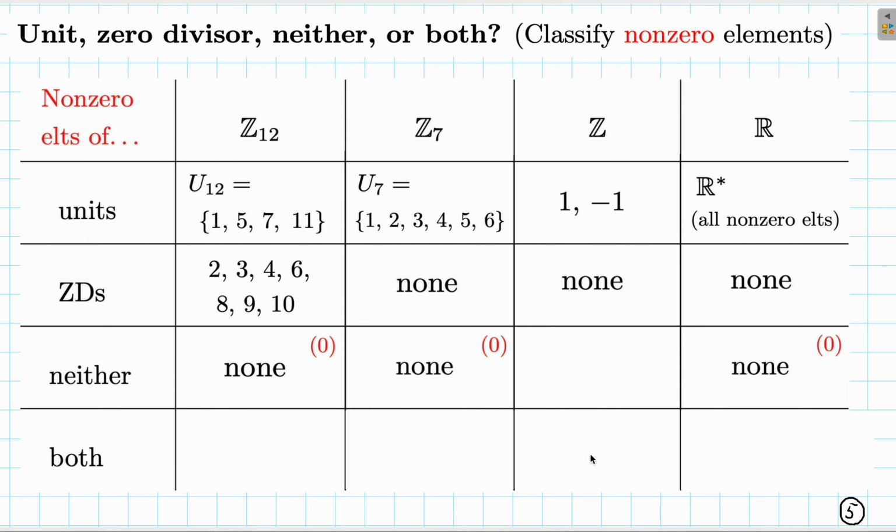What about the integers Z? Well, we know that 1 and -1 are units, and there are no zero divisors in Z. That means all the other integers, all except 1, -1, and 0, are neither a unit nor a zero divisor.